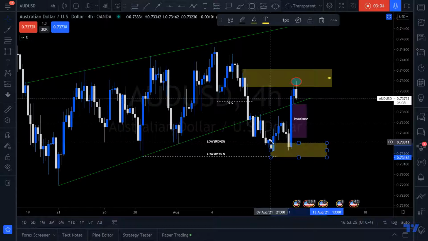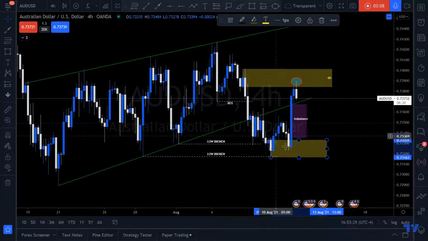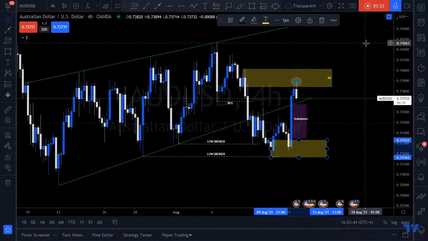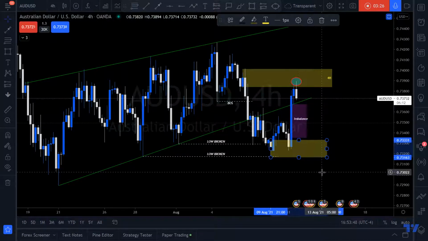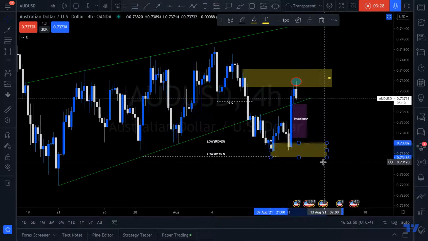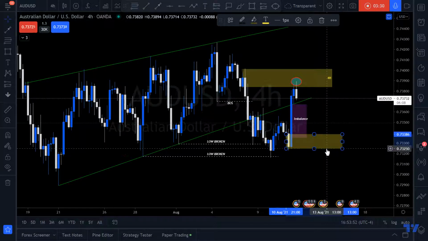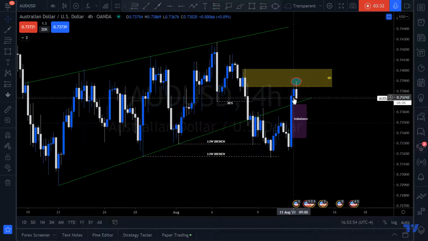Why do I pick this demand zone instead of this one? Because this one responded to this one. This is a reaction to this one. So this is where I think price will have the strongest potential to turn. So with that in mind, I'm thinking there's going to be some more bearishness to come.